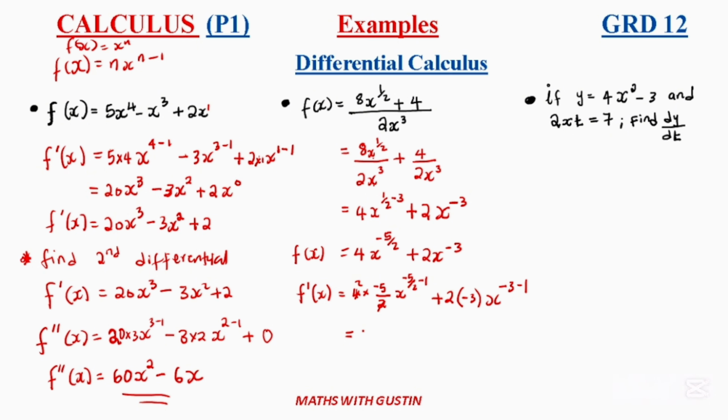Then we're left with 2 times negative 5, which is going to give us negative 10 x to the power of how much? I'm just going to go to my calculator here and simplify this. This will give us negative 7 over 2. Then here we're going to have negative 6x to the power of negative 4.